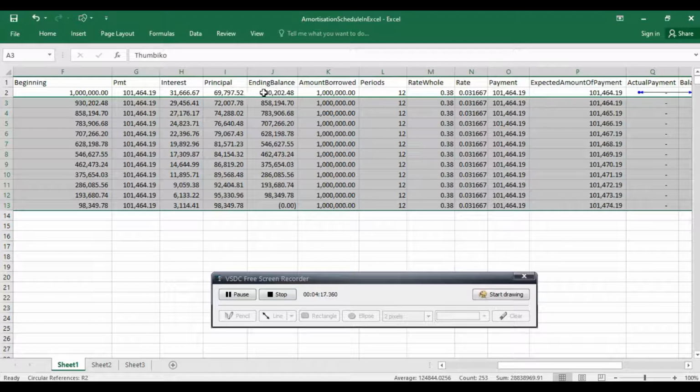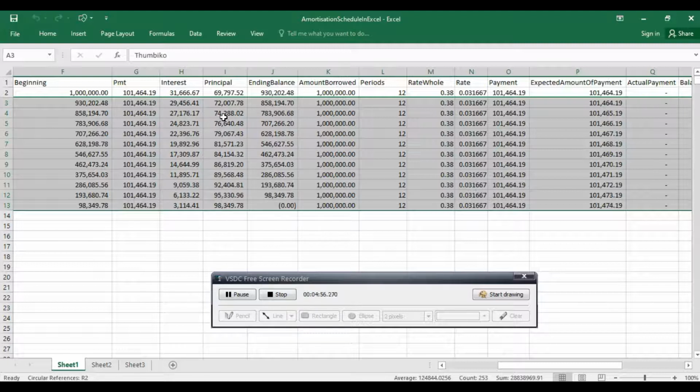In the first month, you can see that the principal is 69,797.52 tamba, and the interest is 31,666.67. In the second month, the principal is 72,007.78 tamba, and the interest is 29,456.41 tamba.